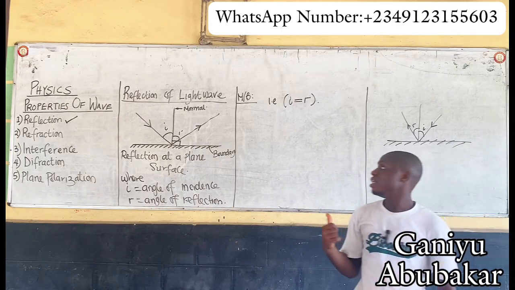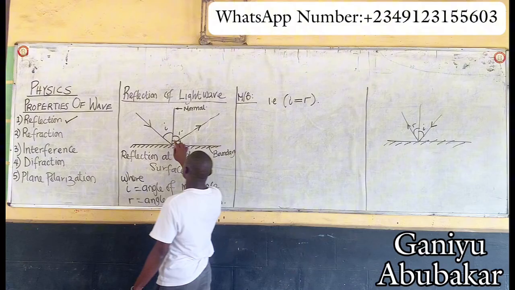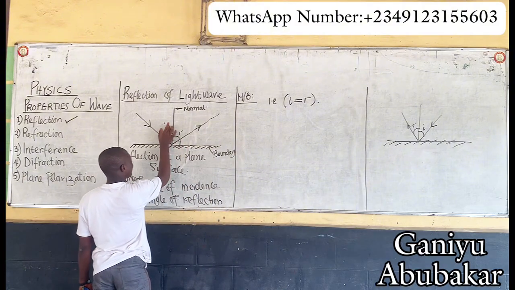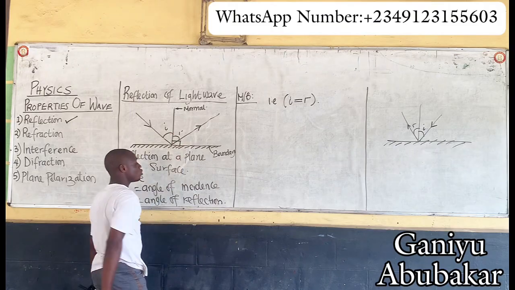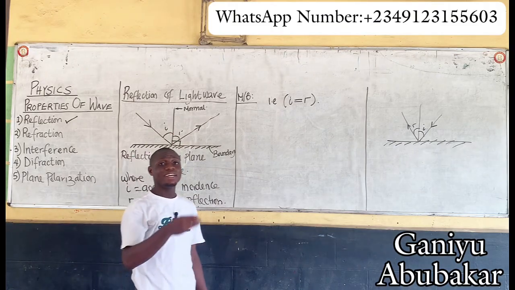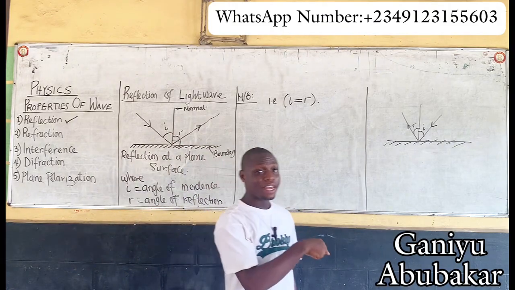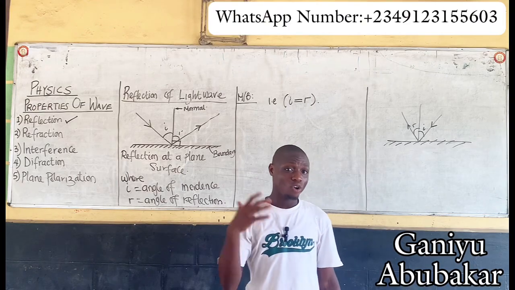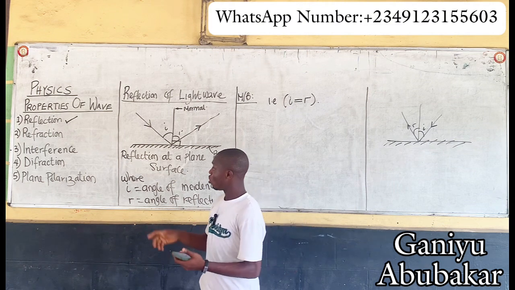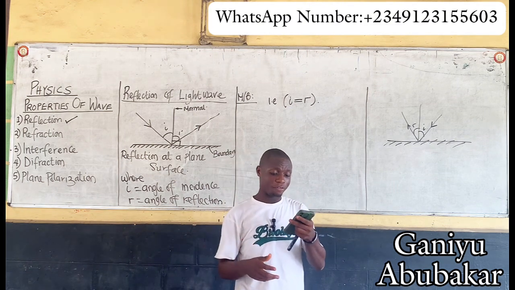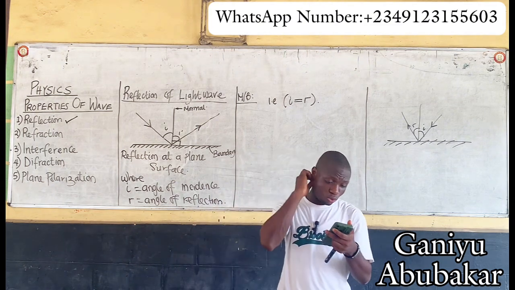What does it mean, please? Now look up, please. If the angle I is 35, it means that the angle of reflection is also 35. Why? Because of the I equals R concept. So these are what you need to note when it comes to the concept of reflection of a wave. All right. Let's proceed to the other concept, please.